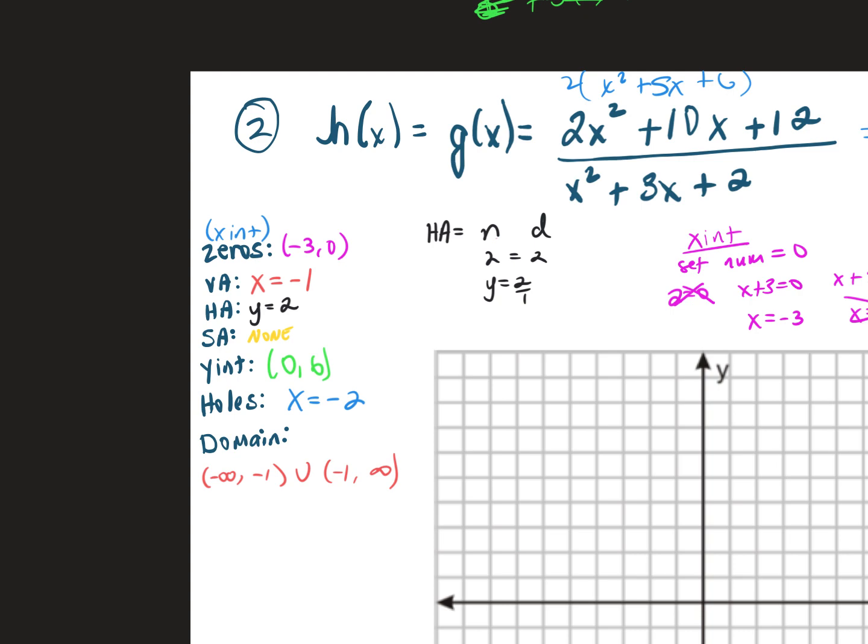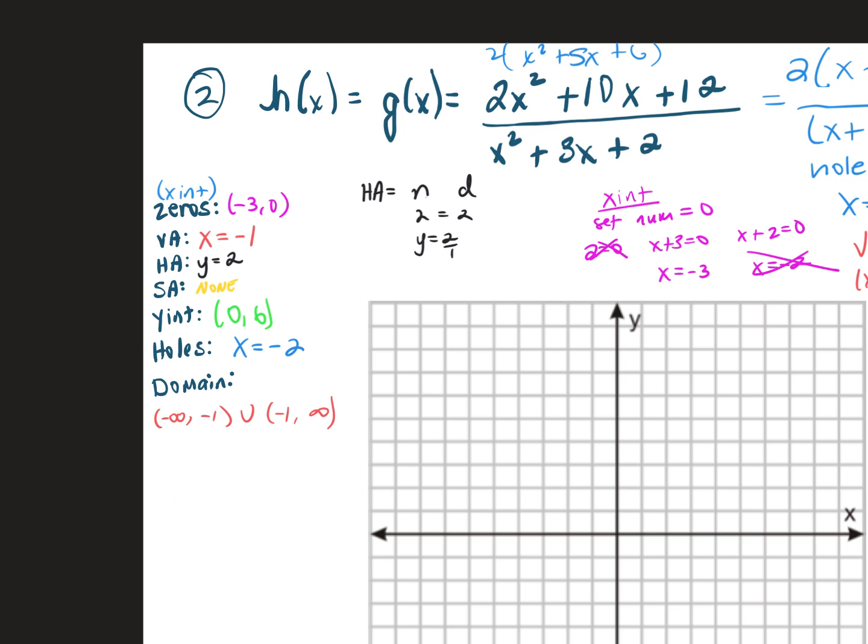This will be real easy to graph because you've identified all this information. Where is your vertical asymptote? Negative 1, at x equals negative 1. So I'm going to go here, negative 1.